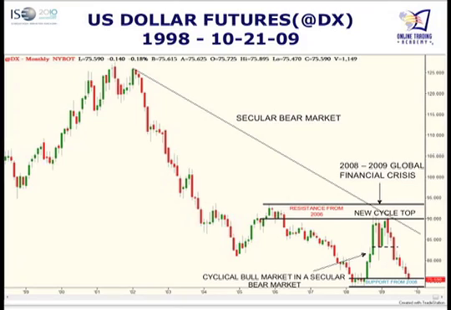So I want to show you the first chart that we're looking at here, the dollar index, the dollar futures contract from 1999 to 10/21 of '09. And we have a secular bear market happening here. We have a nice big long downtrend that we've been in. However, we also have a cyclical bull market in a secular bear market. We had this period. Now, this is a monthly chart, so it's important to understand that the time frames you're looking at, each one of these candles here is a whole month.